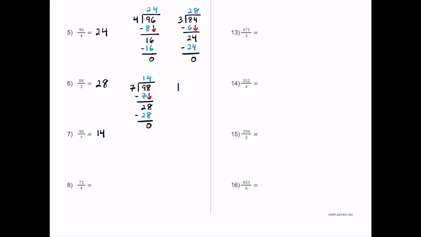For number 8, we have 72 divided by 4. And 4 does fit into 7 one time without going over. 1 times 4 is 4. We were off by 3, so 7 minus 4 equals 3. We can bring down this 2, that makes it 32, and repeat the process. 4 times 8 is exactly 32. And we're going to see that we have no remainder here, so this went in perfectly. So 72 divided by 4 equals 18.